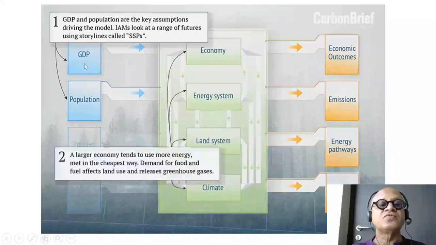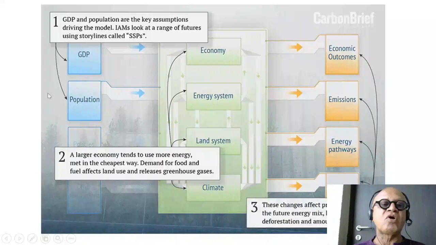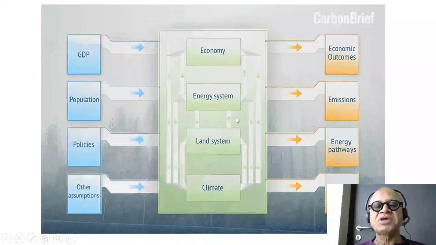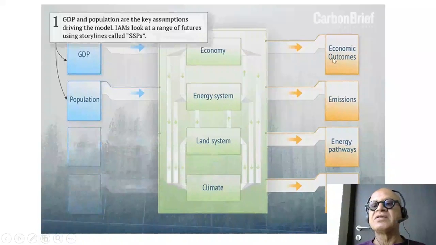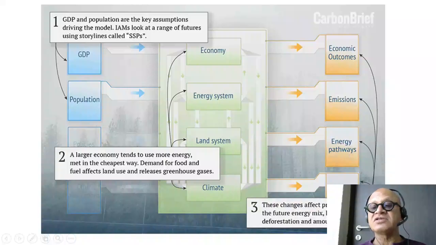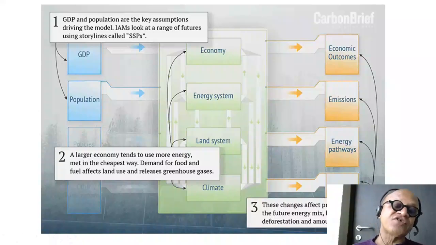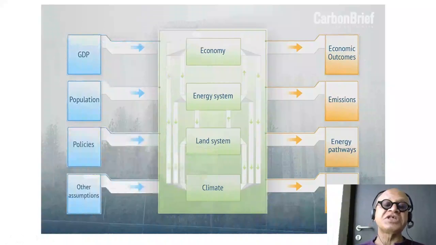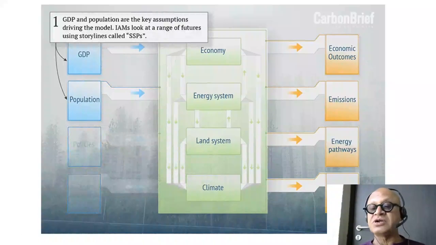Okay, so as a result, discounting obviously has a big impact and can be a big knob to change the values. Okay, so here is a typical integrated assessment model, which considers GDP, population, policies, various other assumptions, looks at economy, energy systems, land and climate, and looks at economic outcomes, emissions that would result from these choices, energy pathways to meet certain targets, and land use that is involved. For example, afforestation, more sustainable land use, agriculture, etc.